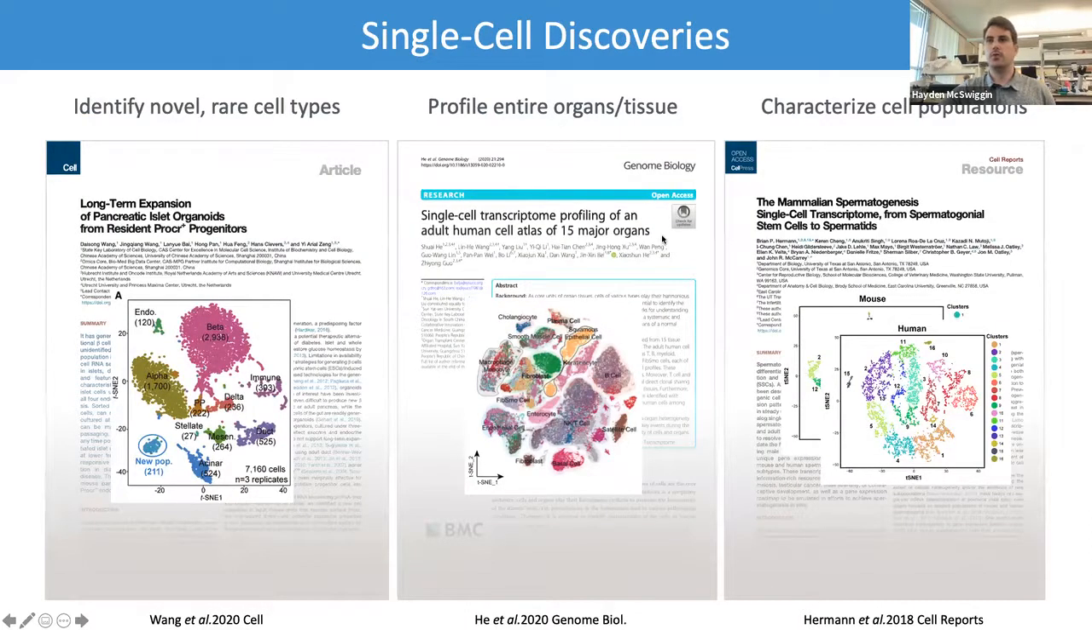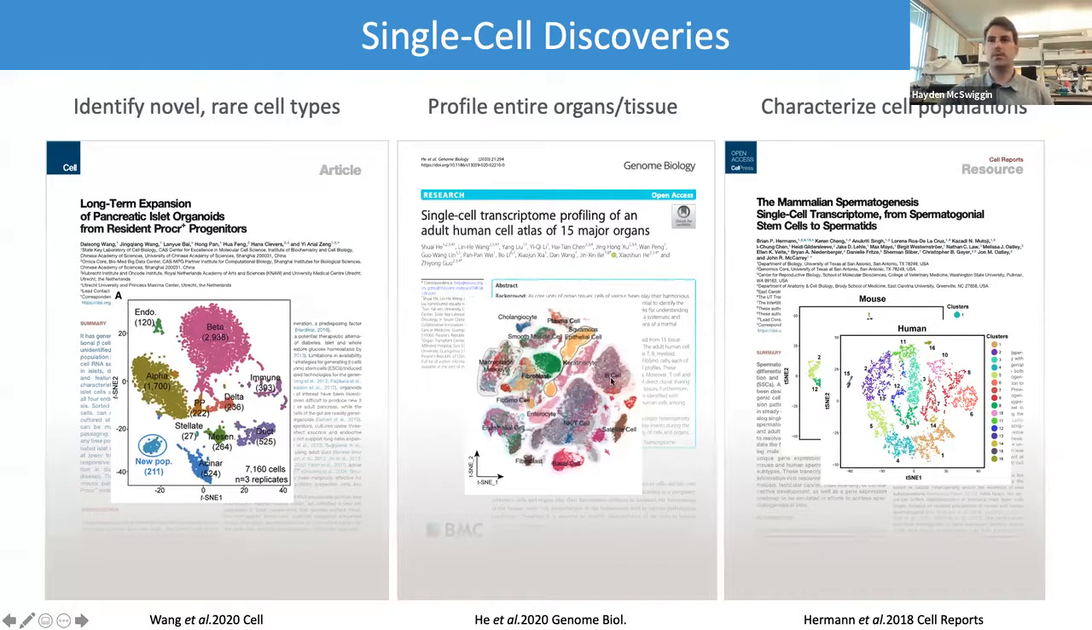So these are a few examples of some of the discoveries that you can accomplish from using single-cell RNA-seq analysis. On the left here, this paper identified a rare cell type that wasn't previously characterized before. This is a progenitor cell population. So if you isolate this population of cells and put it into a dish, you can grow pancreatic organoids that will develop all the cells in the pancreas, and you can pretty much study pancreatic biology in a dish.